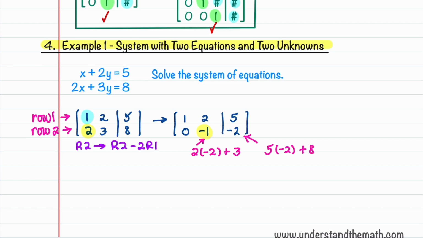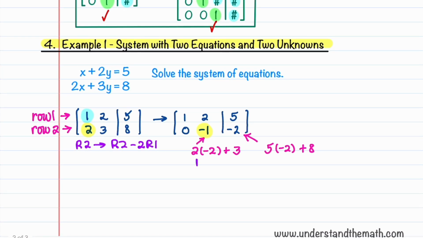So we're going to use the row operation where we multiply a row by a number. I'm going to take row 2 and multiply it by minus 1. So row 2 is going to go to minus 1 times row 2. Row 1 stays the same, 1, 2, 5. And now in row 2, everything gets multiplied by a negative 1. So we have a 0, a 1, and a 2.